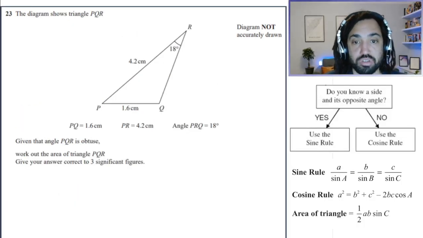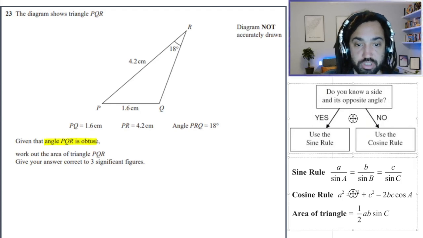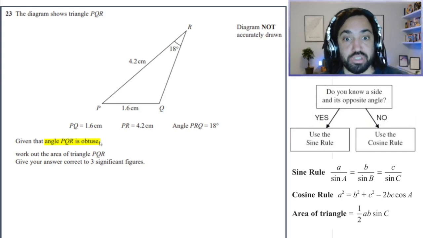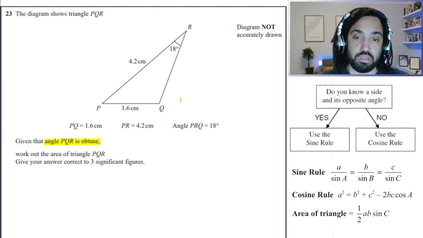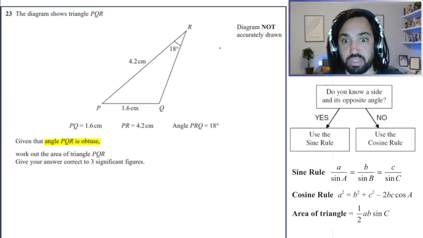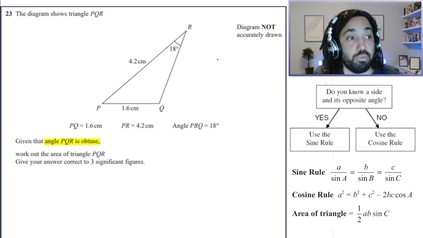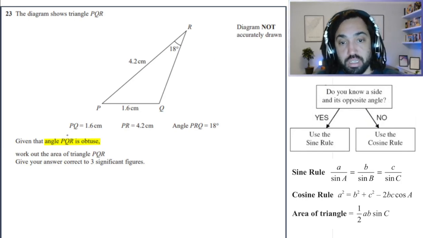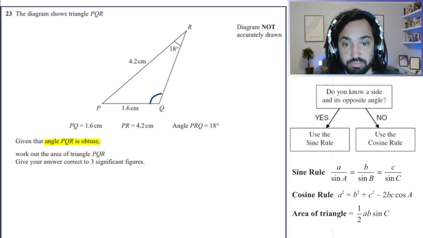Okay, we've got a triangle here, and it says that, given that the angle is obtuse, so alarm bell should be ringing now. This is the ambiguous sine case, where the sine rule gives us two different possible answers when trying to find an angle, and we need to distinguish which one is which. Okay. So this angle in here is the obtuse one.